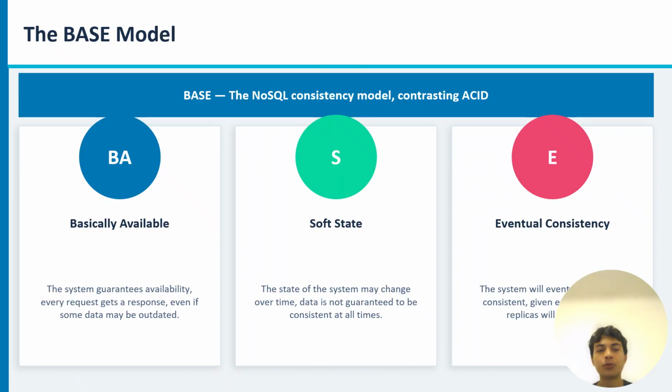And we have the BASE model. So NoSQL databases follow this model instead of ACID. BA stands for basically available, which means the system always responds even if the data is not perfectly up to date. Soft state means the data can change over time as updates happen. And E stands for eventual consistency, which means that although data may not be immediately consistent, it will become consistent after some time. For example, when you post something online, it might not appear instantly for everyone, but after a few seconds, it syncs everywhere.